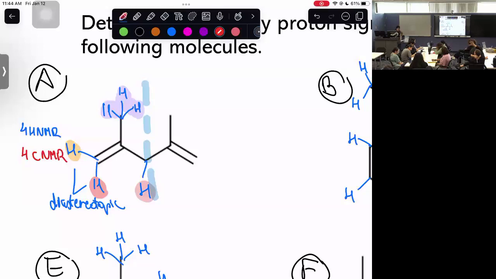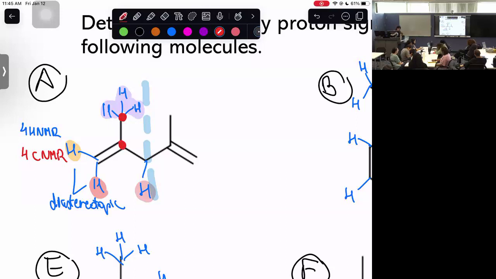Now, same process for CNMR. Isn't there supposed to be only 3 there for CNMR? Yeah. Okay, let's go through that. So same process: methyl group, unique environment, right? Now, the second one, the first one that touches the double bond.